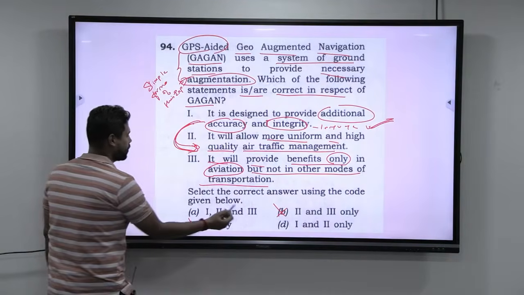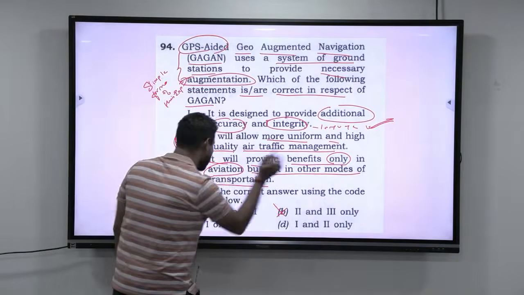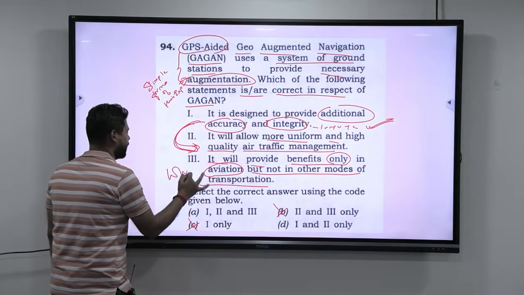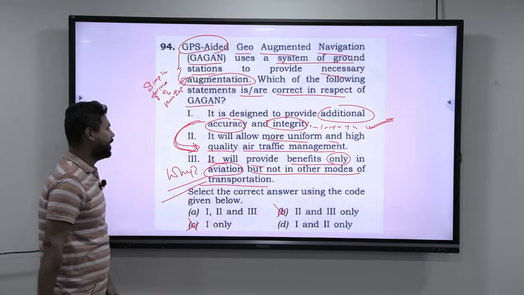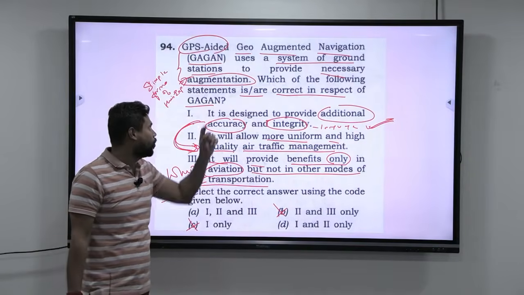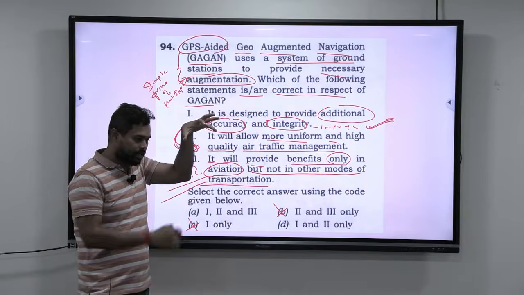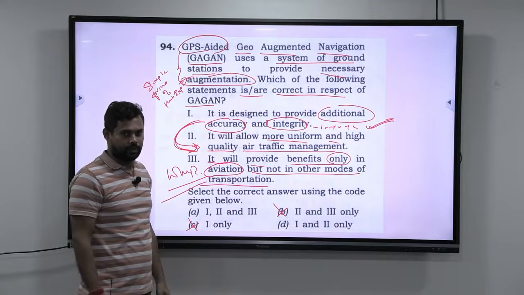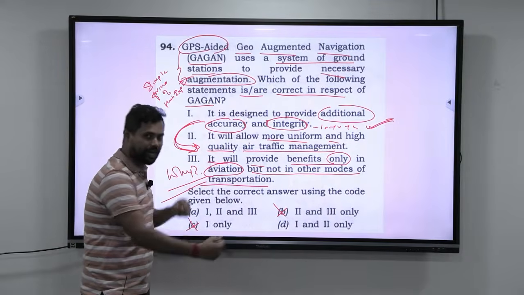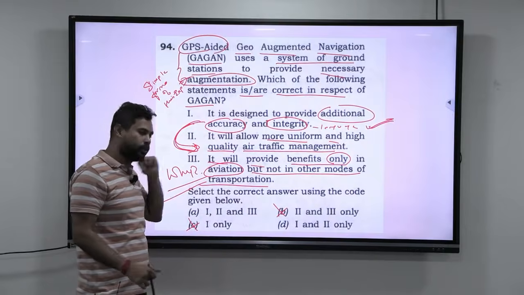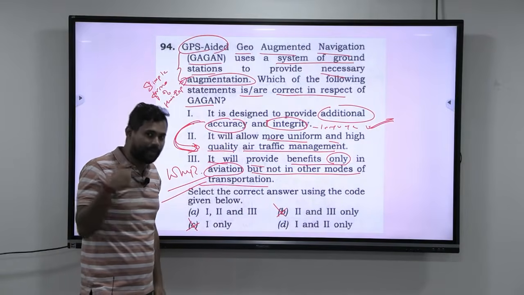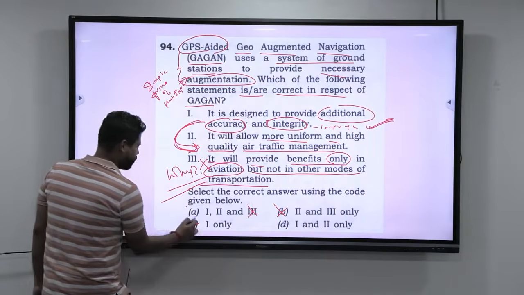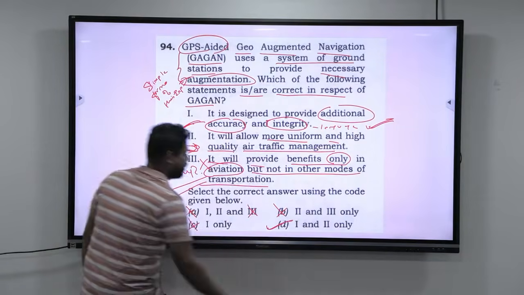The next comes the third statement. It will provide benefits only in aviation but not in other modes of transportation. Ask why. Why only aviation, not in other modes of transportation? At the end of the day, what are they doing? The GPS is there. They are adding more ground stations to get more accuracy. If they are adding more ground stations to get more accuracy from the GPS, why should it be given only to aviation and why not other things? That is how basic it is. So, you think this is not true. So, the third statement is wrong, and the answer here is D, 1 and 2 only.